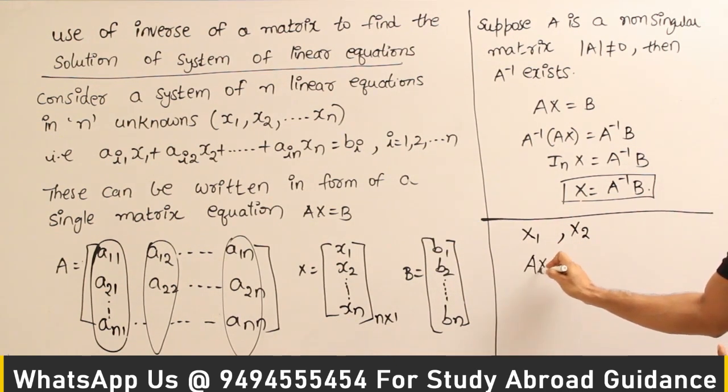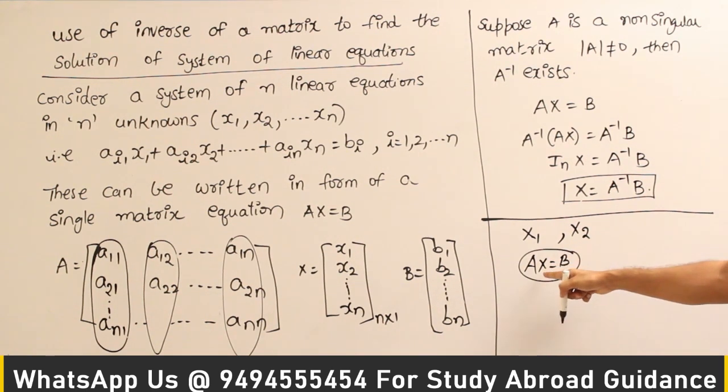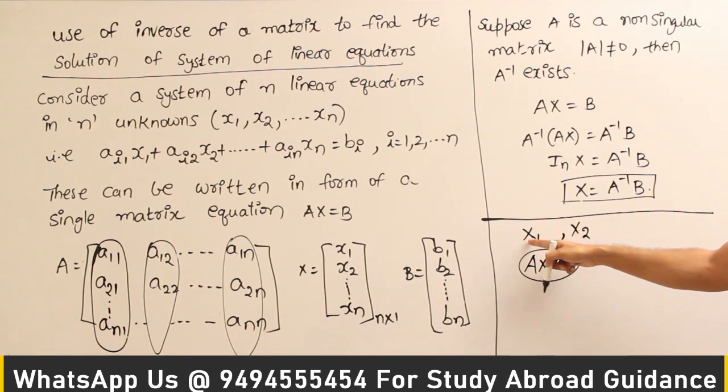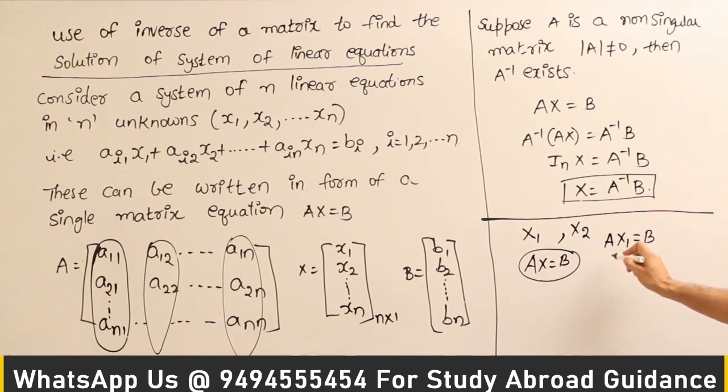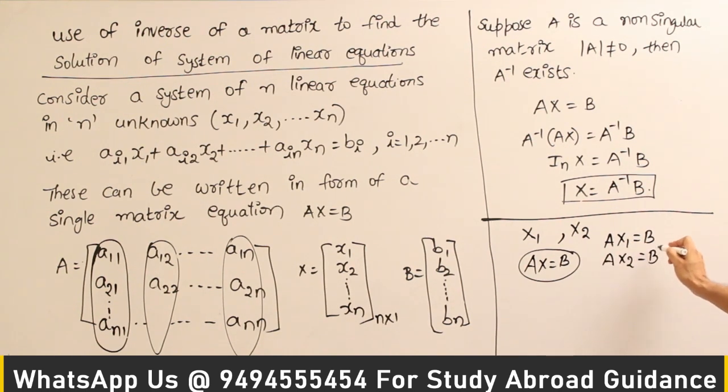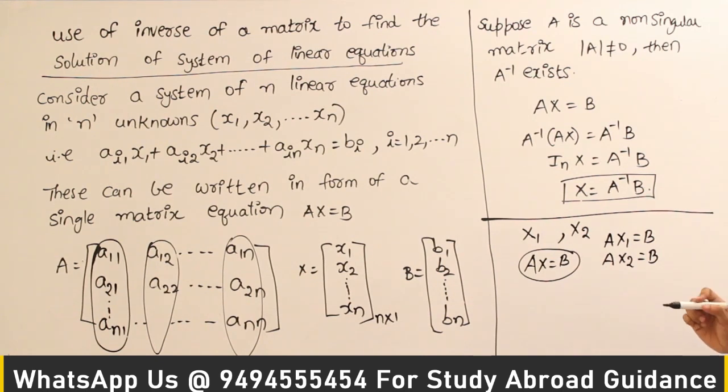What is the equation? Ax equal to b, right? Then what does it mean? If I substitute x1 in place of x, this equation should be satisfied, and x2 in place of x, this equation should be satisfied. It means that Ax1 equal to b should be valid, and Ax2 equal to b also should be valid, right? So if you look at the right hand side, both are b's, right?